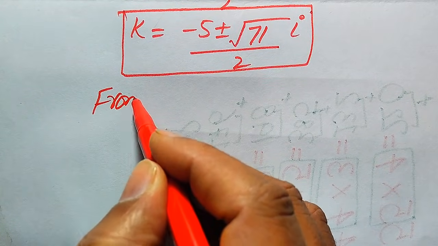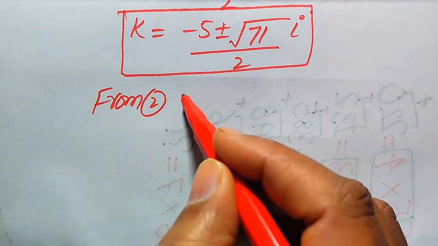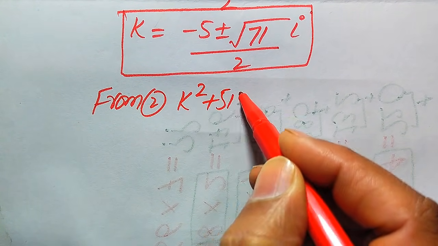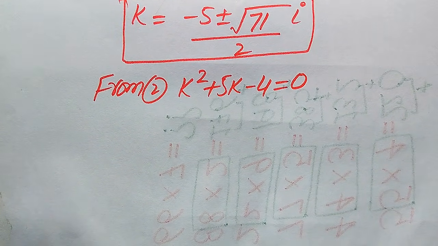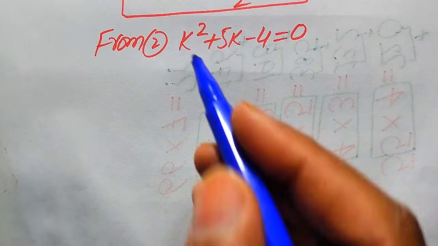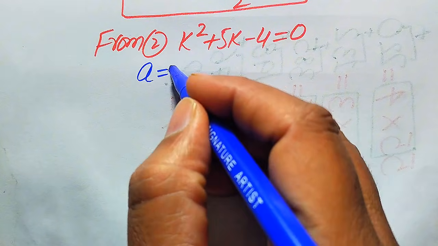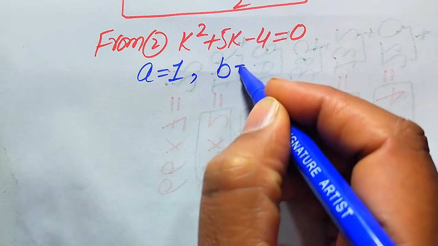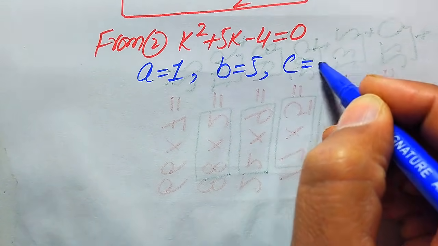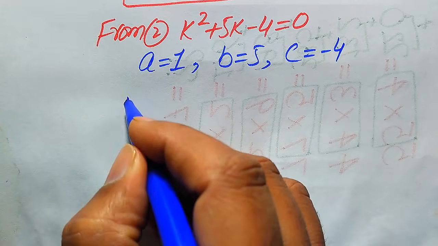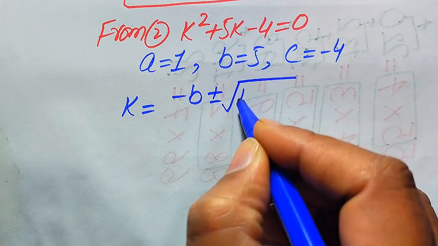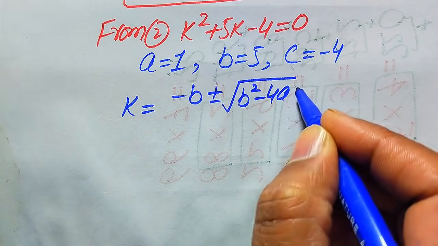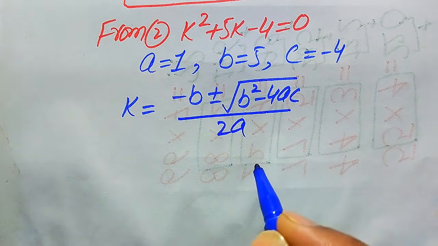So from equation number 2 we have k square plus 5k minus 4 equals 0. So this is our quadratic equation, and here we again use the quadratic formula to solve this equation. First we write the coefficients of this equation: a equals 1, b equals 5, and c equals minus 4. And we again state the quadratic formula as k equals minus b plus minus square root of b square minus 4ac, divided by 2a.